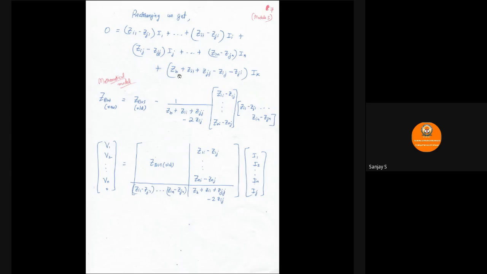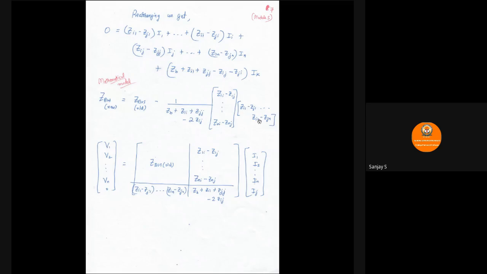Then the mathematical model would be Z bus new is, see, all the first terms here also represent old bus elements. The second one represents a combination. So Z bus new will be Z bus old minus 1 over (Zb plus Zii plus Zjj minus 2Zij) multiplied by a column matrix and a row matrix, having Z1i minus Z1j up to the nth term in the column matrix, and Zi1 minus Zj1 up to the nth term in this row matrix.